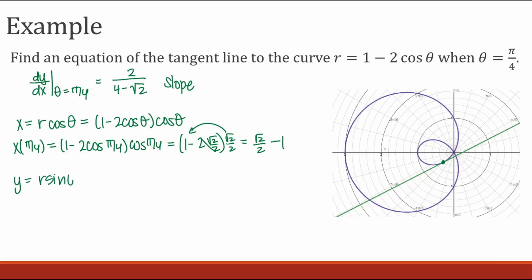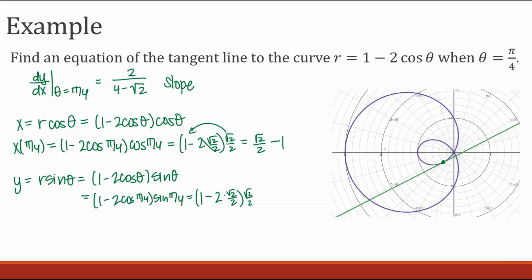y is r times sine theta, but r was 1 minus 2 cosine theta times sine theta. So we get 1 minus 2 cosine of pi over 4 sine of pi over 4. And we're going to get the exact same answer because cosine and sine of pi over 4 are both rad 2 over 2. So when we distribute, again, it's the exact same value. We get radical 2 over 2 minus 1. So my point, my x, y, is rad 2 over 2 minus 1, rad 2 over 2 minus 1.